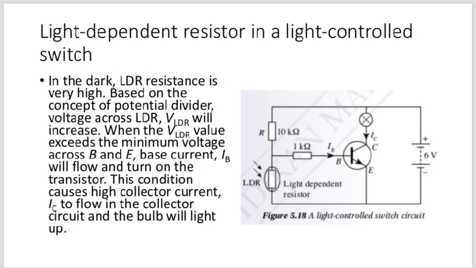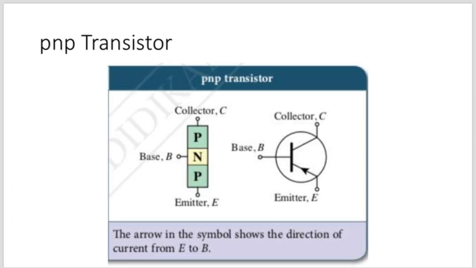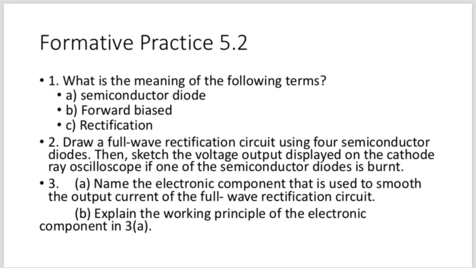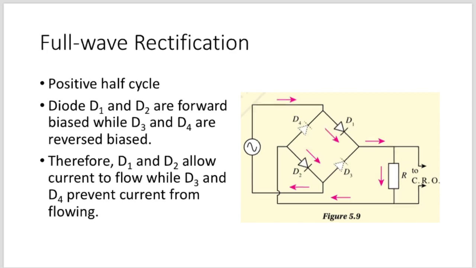Okay, so I'm not going to ask you to do formative practice 5.3 today because I still want to review transistors next week. But I will ask you to do formative practice 5.2. Diodes are, I think, much easier. They're quite straightforward compared to transistors, right?